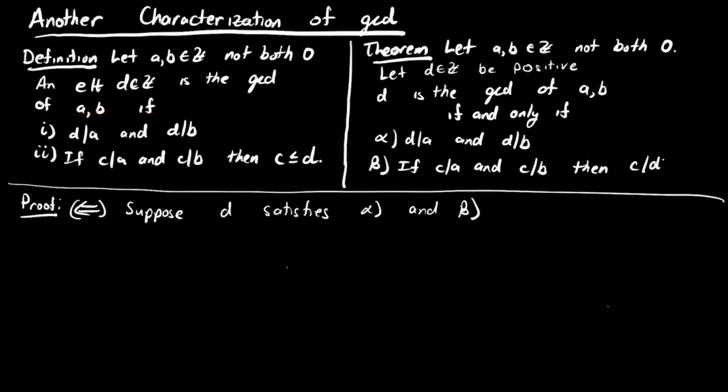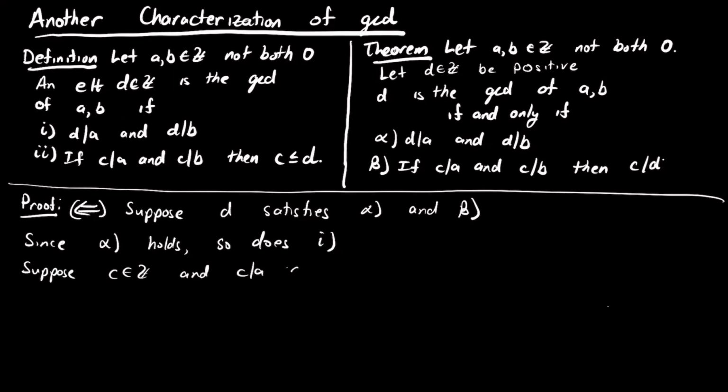So let's do that. Since alpha holds, so does condition 1. So this is trivial, right? Alpha and 1 are the same thing. So we've shown condition 1 holds. We need to show now that condition 2 holds. So I'll say, suppose that C is an integer and C divides A and C divides B.